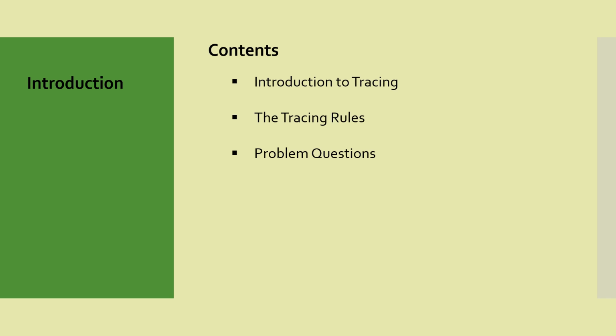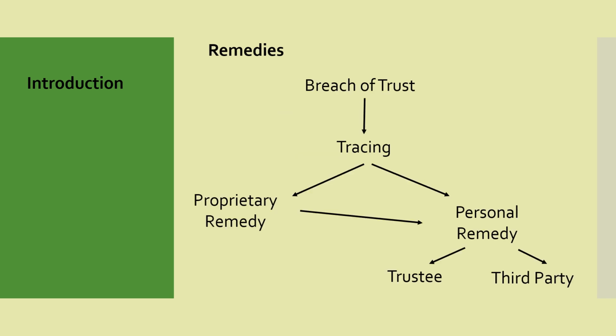So in this series, I've got an order of things which I'm going to go through. This is our little contents of this series of lectures. First of all, I'm going to do a little introduction to tracing, seeing how it fits into the wider picture of equity and trusts law, and then explain the specific rules that you would encounter when applying to a tracing problem question, and then go through a set of problem questions to see how these rules work together and how they work in practice. So first of all, let's have a little introduction to tracing.